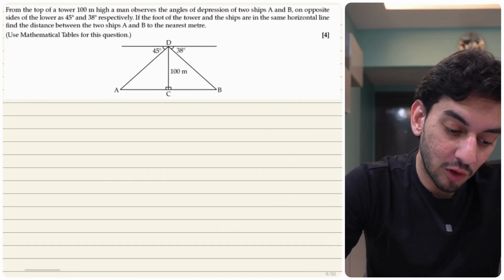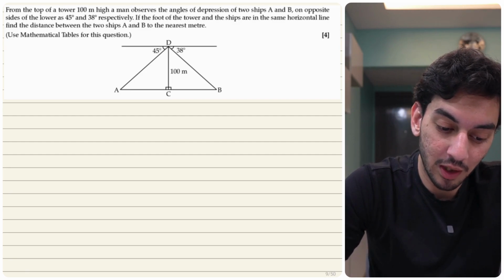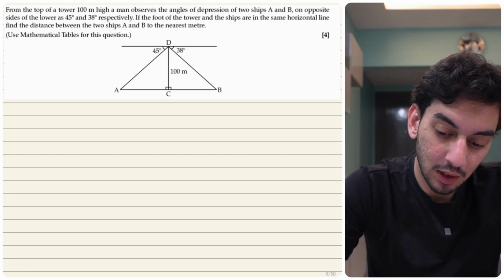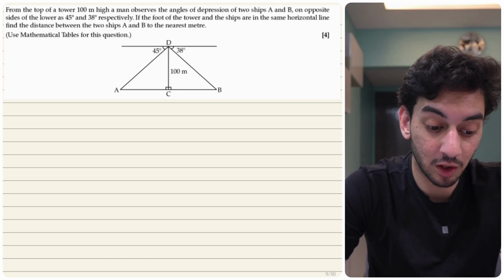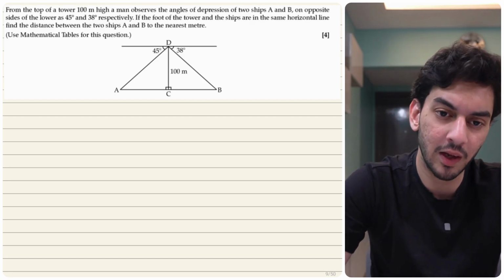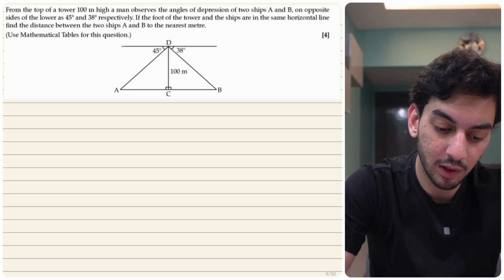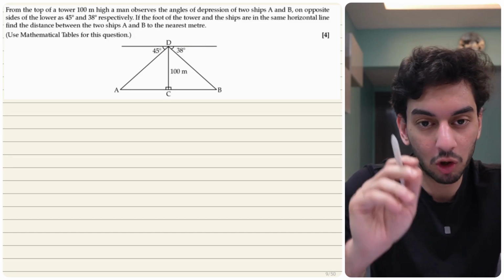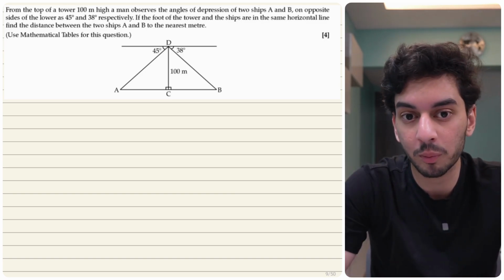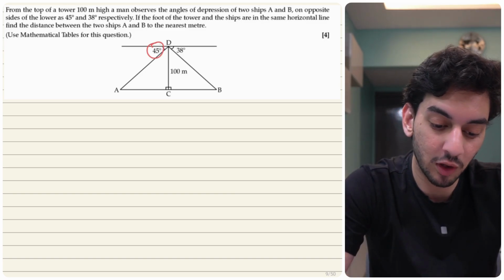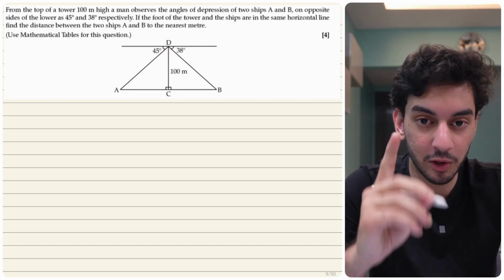This question reads, from the top of a tower 100 meter high, a man observes the angle of depression of two ships A and B on the opposite sides of the tower as 45 degree and 38 degree. Fair enough. The man is standing over here. That is the horizontal line, and he observes that it is down on two opposite sides, the two ships, which is 45 degree and 38 degree. Angles of depression are given.